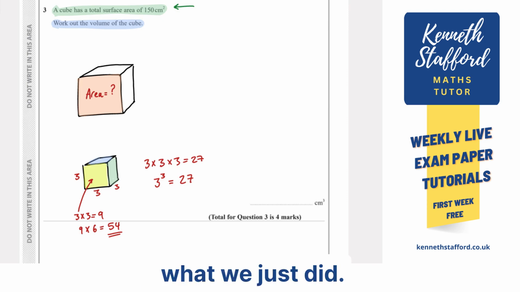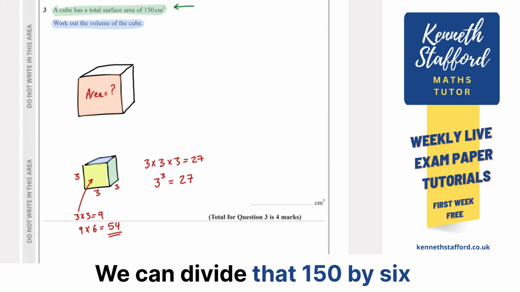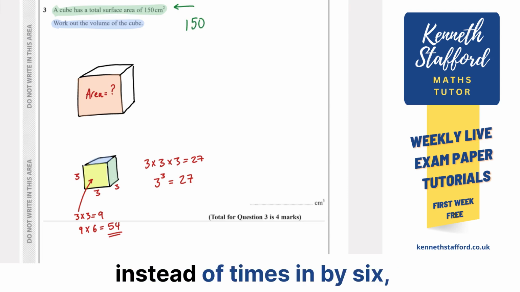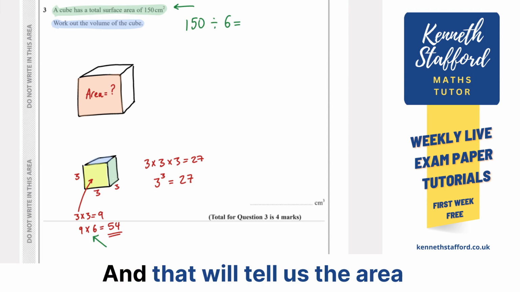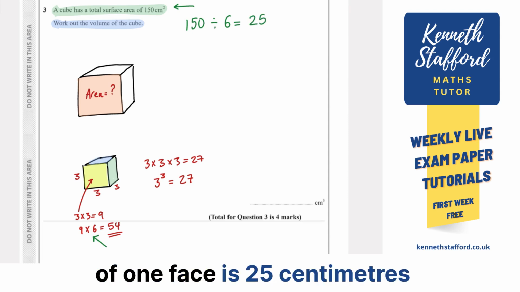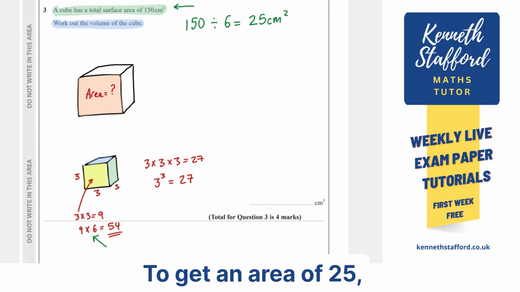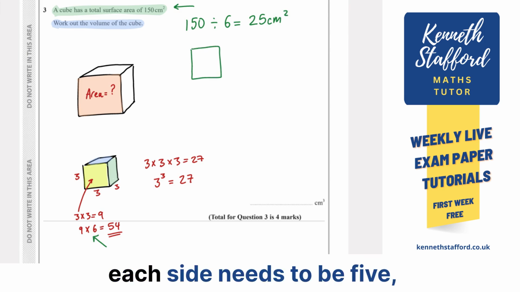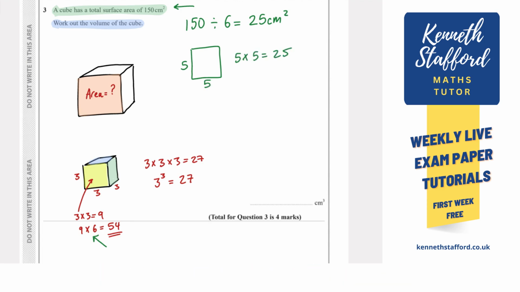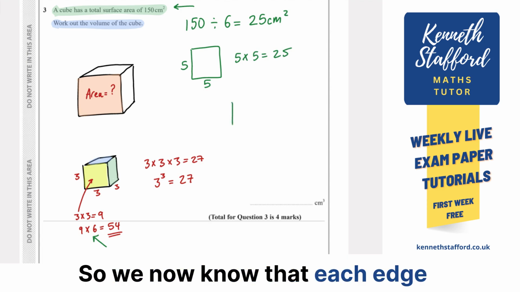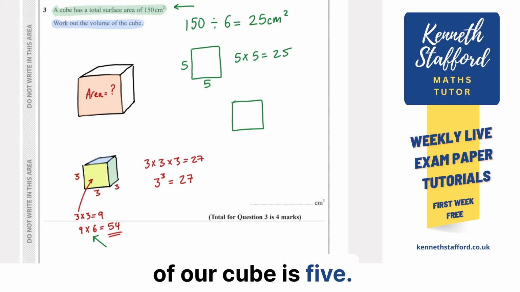And we also know what to do with 150. We can sort of unpick what we just did. We can divide that 150 by 6 instead of timesing by 6, which we did down here. And that will tell us the area of one face is 25 centimeters squared. To get an area of 25, each side needs to be 5, because 5 times 5 is 25. So we now know that each edge of our cube is 5.